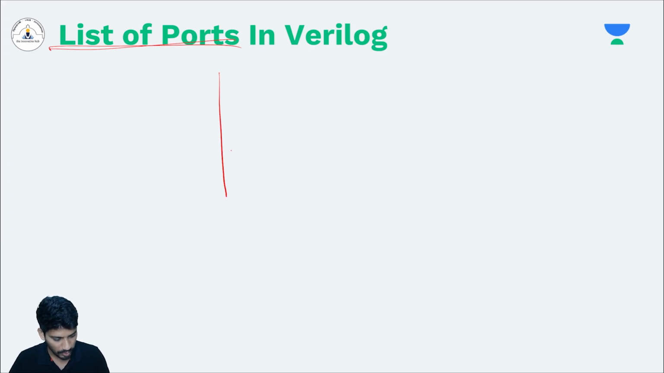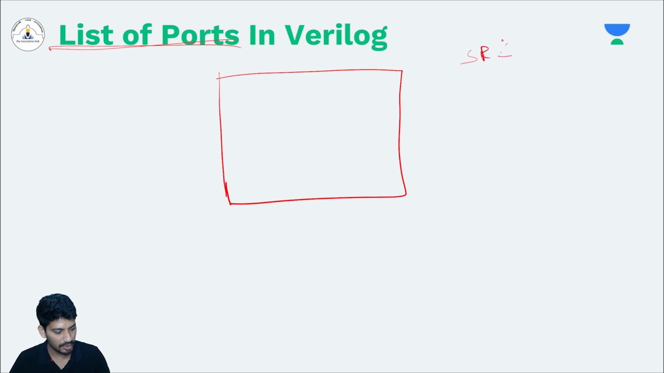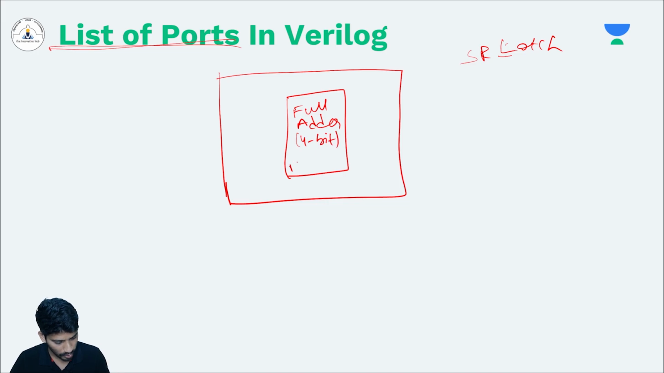So in the previous example, I have shown a SR latch simulation, right? Now let's take an example of a full adder, which is a 4-bit full adder. So this module name is full add 4. I'm calling it in a top module with inputs of A, B and C in and outputs of sum and carry out, C out. Okay, this is my top module and these are the ports.